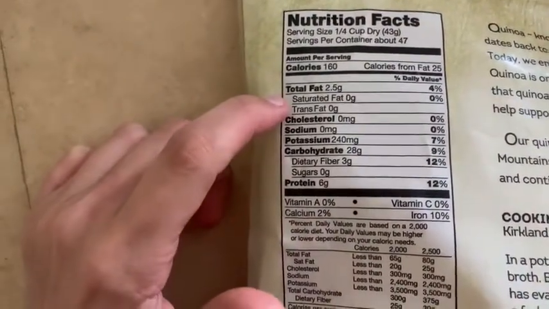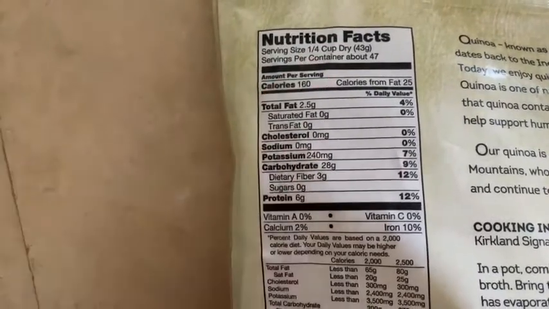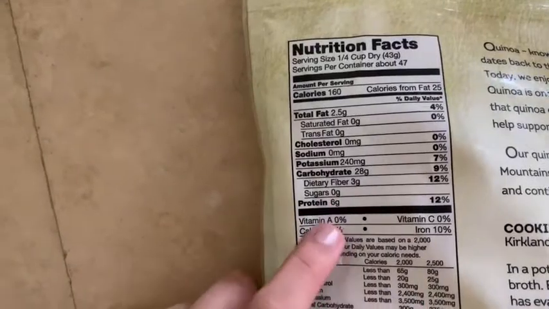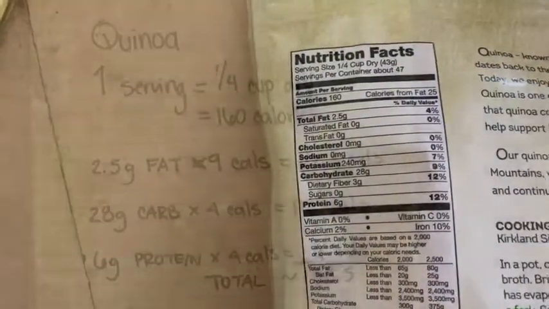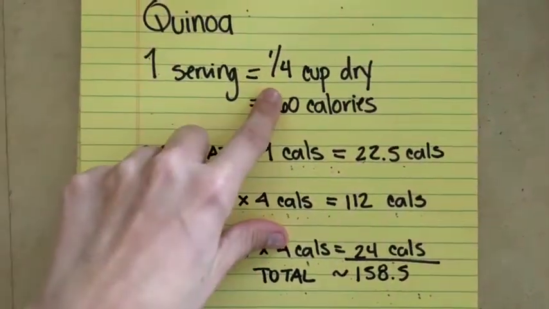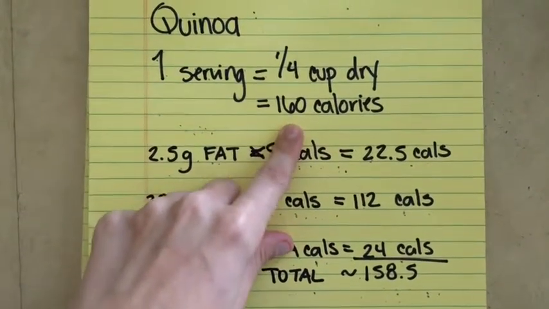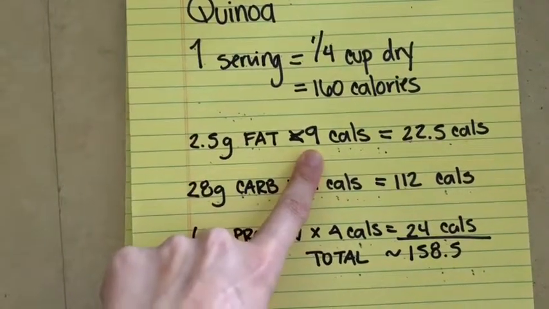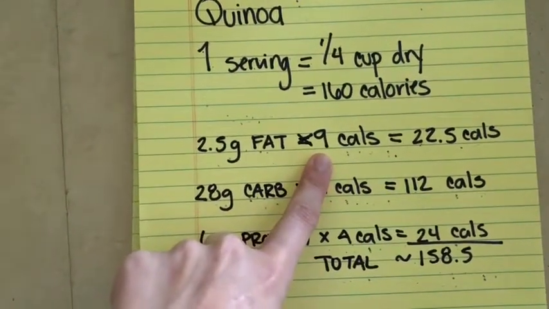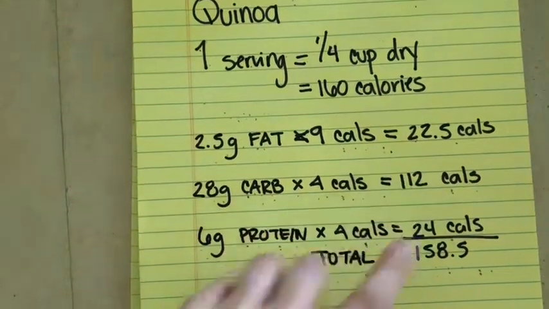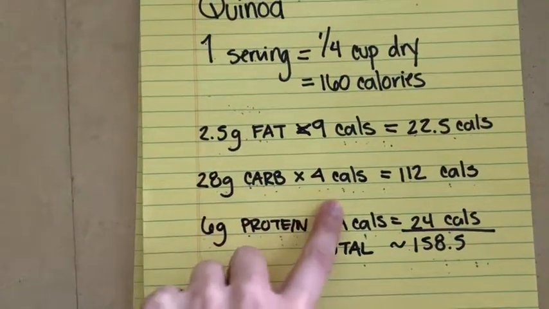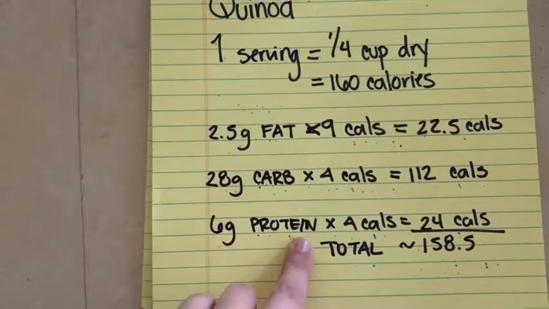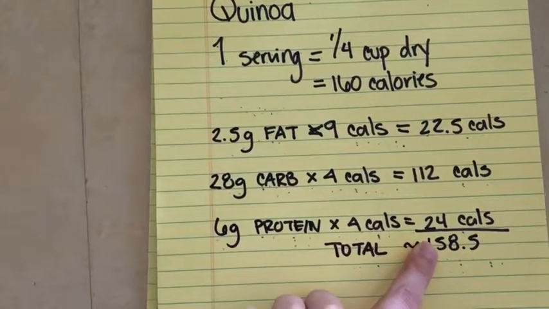Total fat is 2.5 grams per serving of 1/4 cup, carbohydrate is 28 grams per serving, and protein is 6 grams per serving. One serving, which is 1/4 cup, is equal to 160 calories per the nutrition facts label. You get 2.5 grams of fat times 9 calories, because 1 gram of fat is equal to 9 calories, so you get 22.5 calories. 28 grams of carbs times 4 calories is 112 calories. And 6 grams of protein times 4 calories gives you 24 calories.